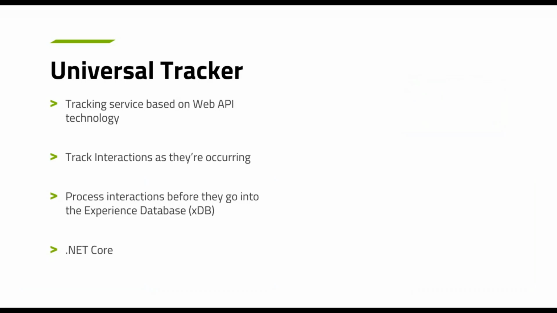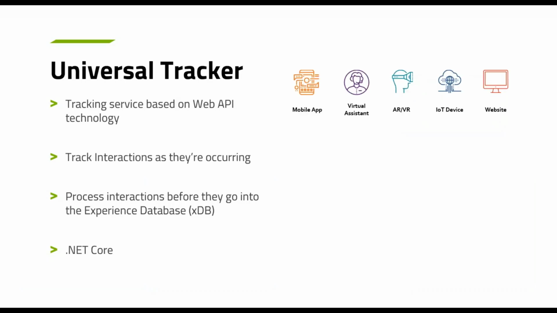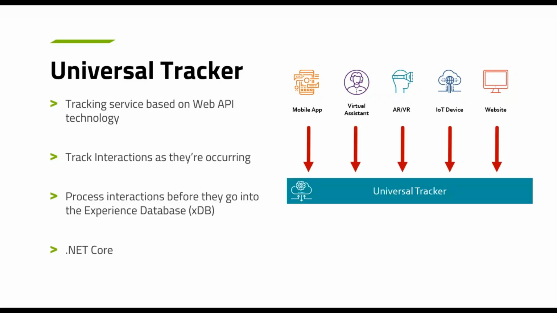I mentioned the Universal Tracker. Universal Tracker is the idea that we can have customers touching and engaging with us in multiple avenues: mobile applications, virtual assistants, some sort of IoT device, lights on, lights off, garage open, or even a traditional website, or one of these modern JavaScript framework-styled websites. That's a lot of interactions that we would like to see and understand.